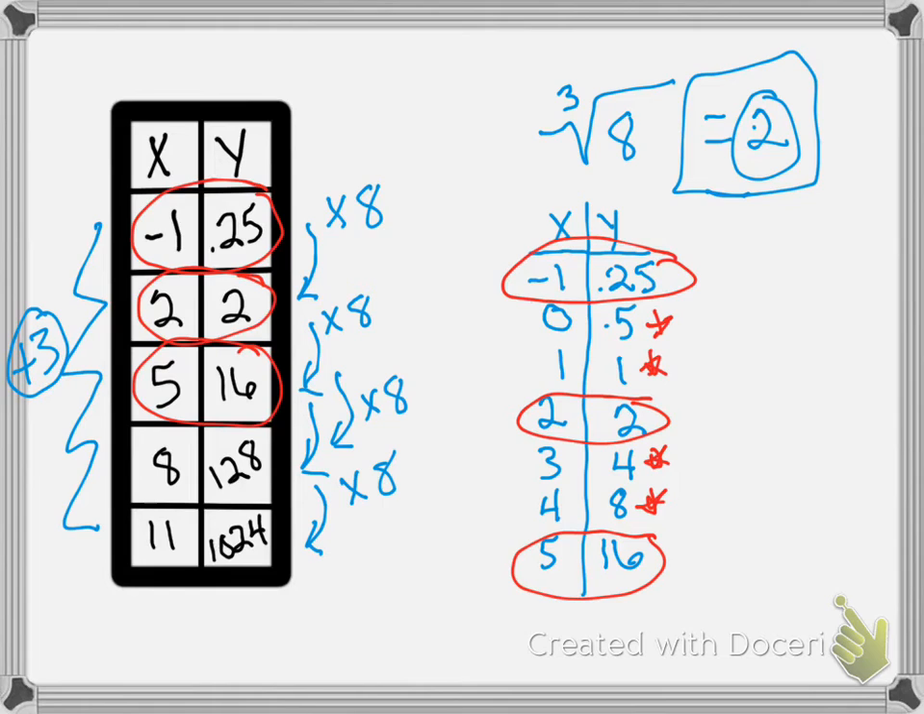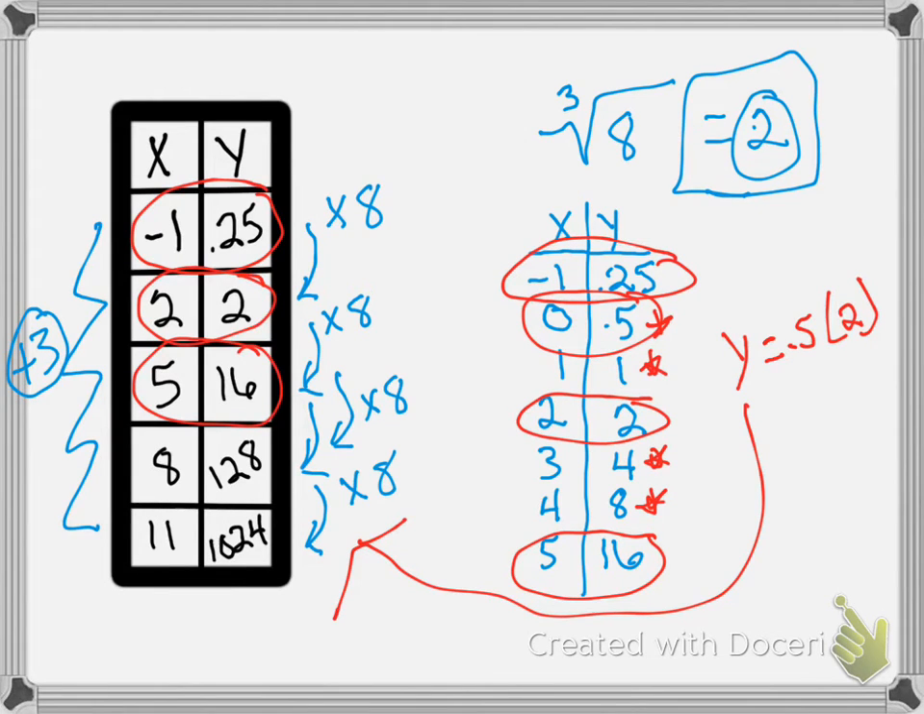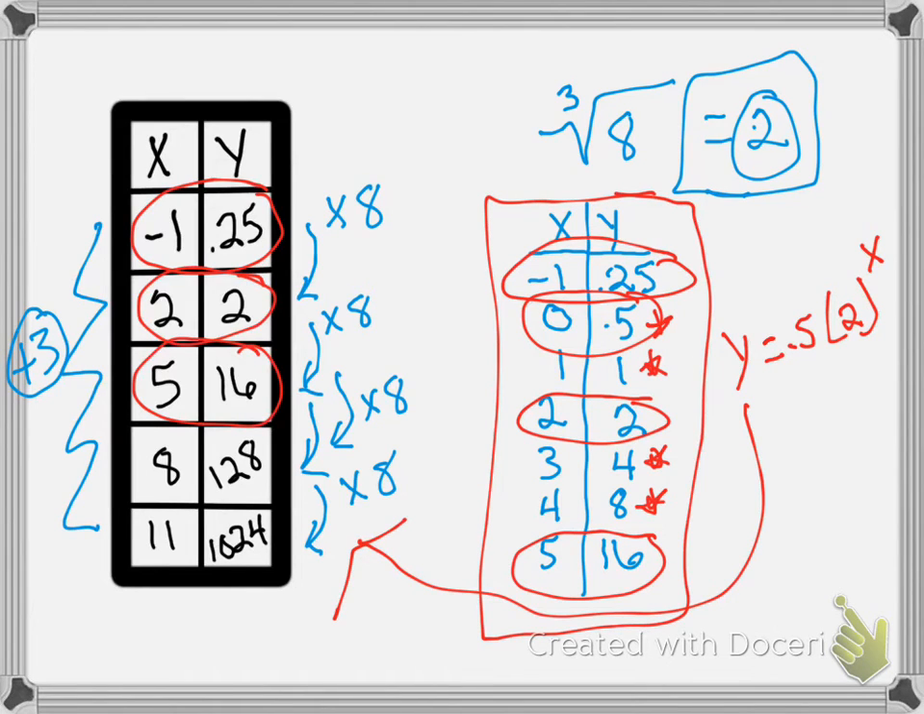Now, do you need all of those values? No. All you really need at this point is you've got your factor, it's 2, and you need your y-intercept, which is 0.5. So the equation that goes with our table, really both tables, is y equals 0.5 times 2 to the x power. Okay? But this is the actual table with all of the values filled in.